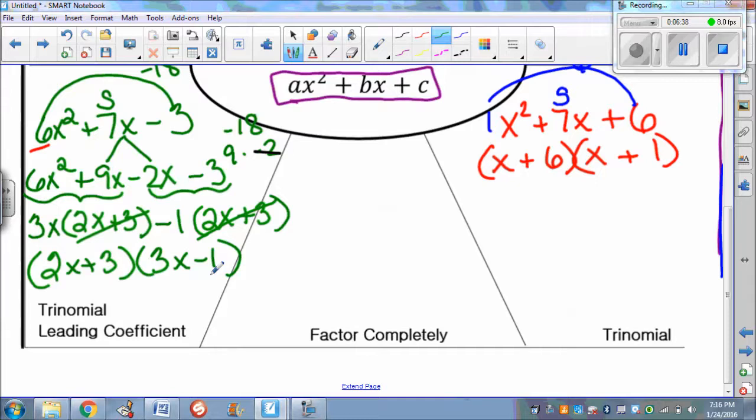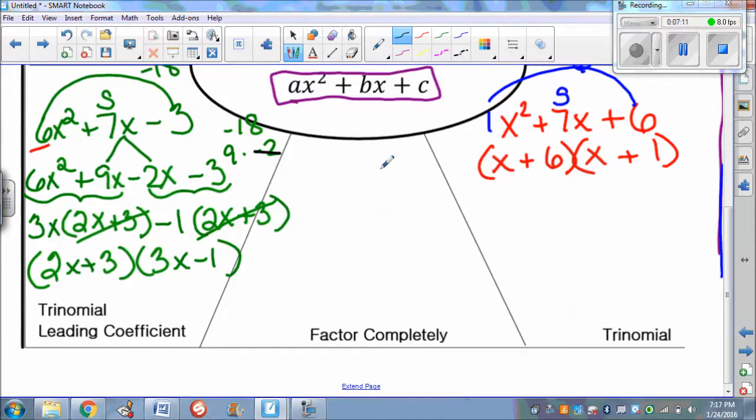So how could you go about and check any of these? Back here to the trinomial, all you would have to do is double distribute. And when you double distributed, you should end up with the initial trinomial that we started with. So distributing or double distributing is a very quick check for factoring, because what's the opposite of distributing? It's undistributing, which is another word for factoring. So now let's go to factoring completely.